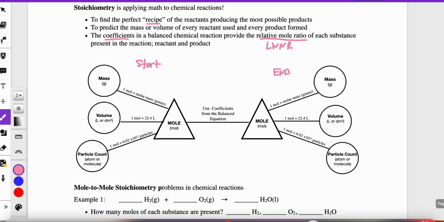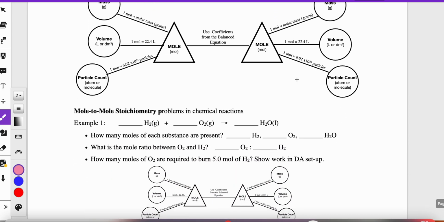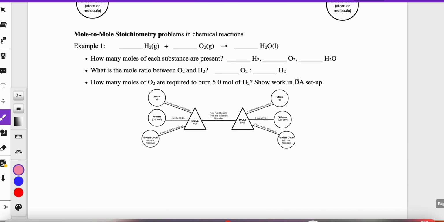What we start with is a substance in the reaction. We have a measured quantity, a known quantity. We either know its mass, its volume, its particle count, or simply the number of moles. And then we follow this roadmap to determine the moles, mass, volume, or particle count of a second substance in the same reaction. So let's take a look at an example.